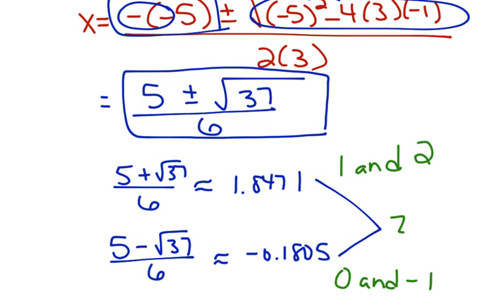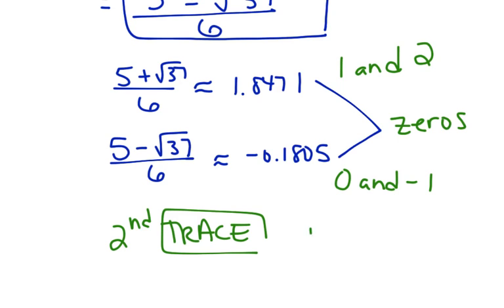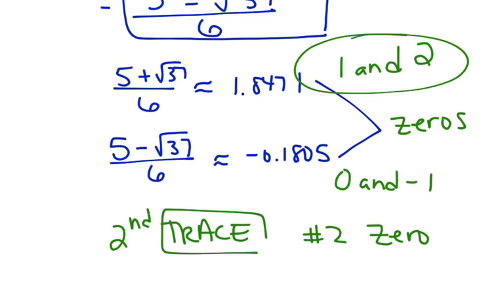The solutions to a quadratic equation, other than being called roots or solutions, we also call them zeros. So if you go to second trace, you'll notice that option number 2 is called zero. If you pick that one, the bottom of the screen will say left bound? Well, in order to find this zero, you want to pick the integer that's to the left of your zero. So 1 would be my left bound, and I would just hit 1 and enter.